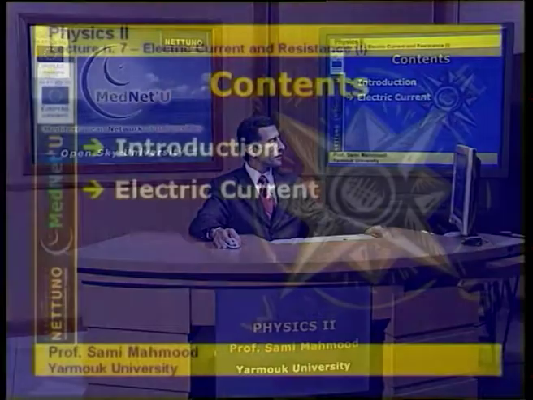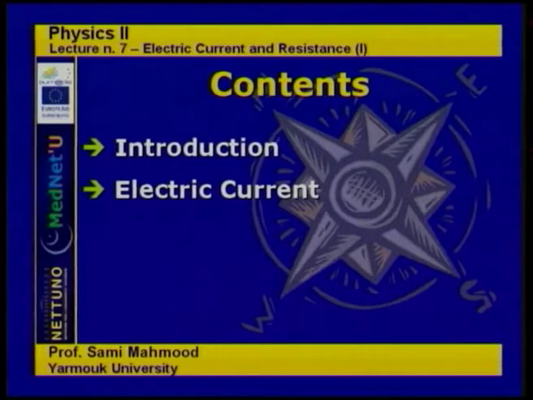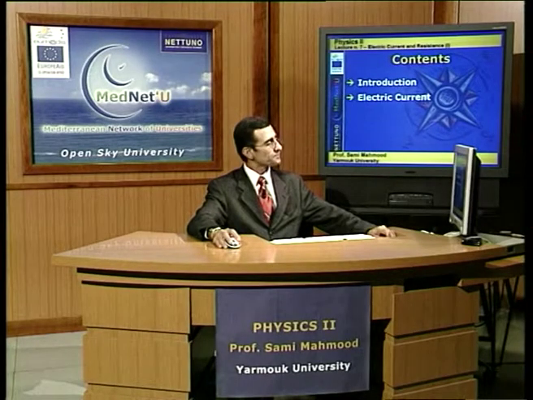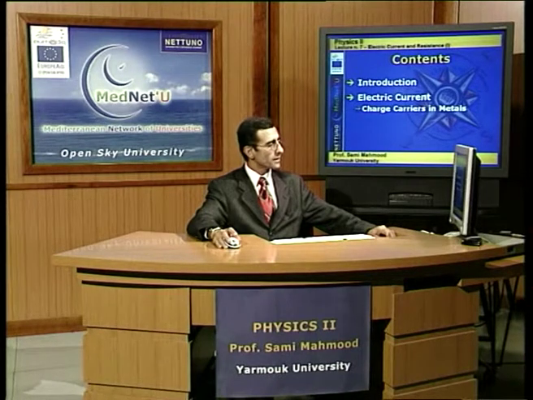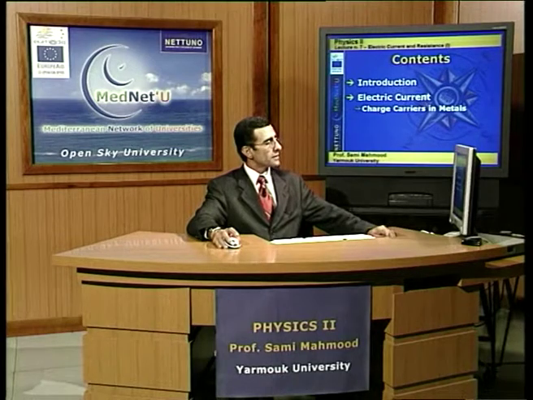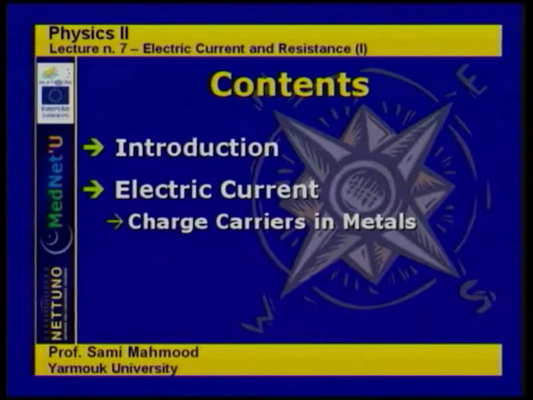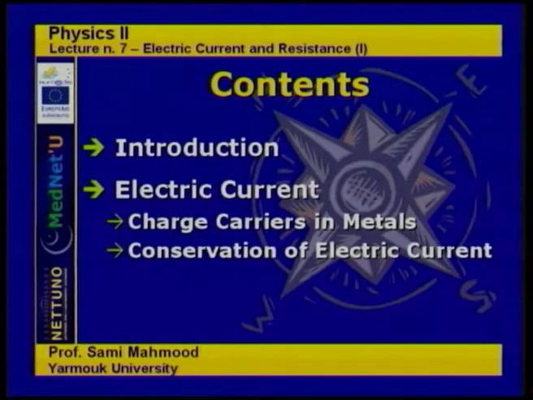So the contents of this lecture: we will start with an introduction as usual, and then we will define the electric current and derive the formula for the current which is associated with the drift of charge in a conducting medium. And then we will talk about the density of charge carriers in metals, especially as a conducting medium. And we derive the different fundamental motions and velocities of the charges inside the carrier. We will talk then about the conservation of electric current as it passes through conductors.